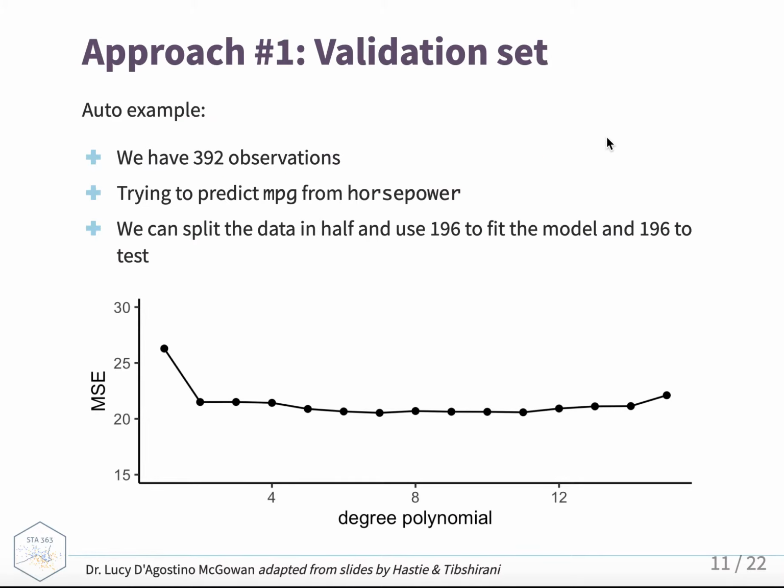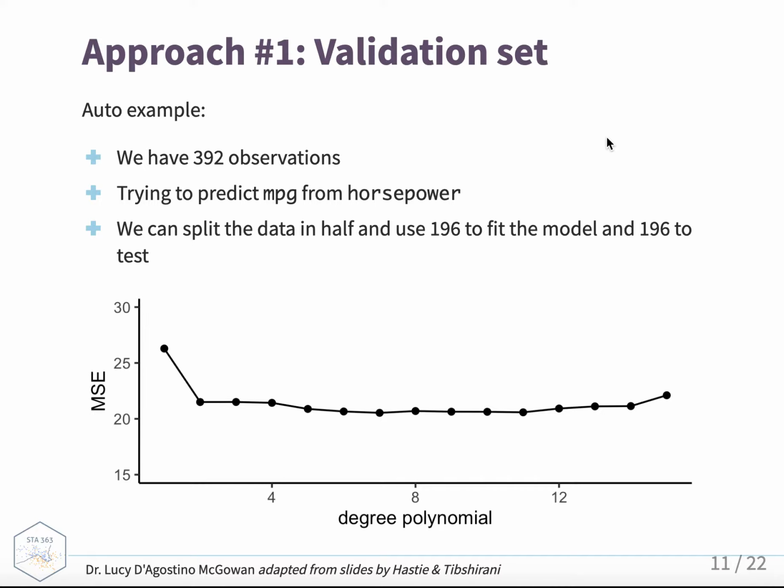So here's an example from some data in R. I have 392 observations in this Auto data set, and I'm trying to predict miles per gallon using a variable called horsepower. I have a bunch of data from 392 different cars, and if all I know is the car's horsepower, can I predict its miles per gallon? I can split the data in half and use 196 of those observations to fit my model, and then use the remaining 196 that were not used to fit my model to test my model.